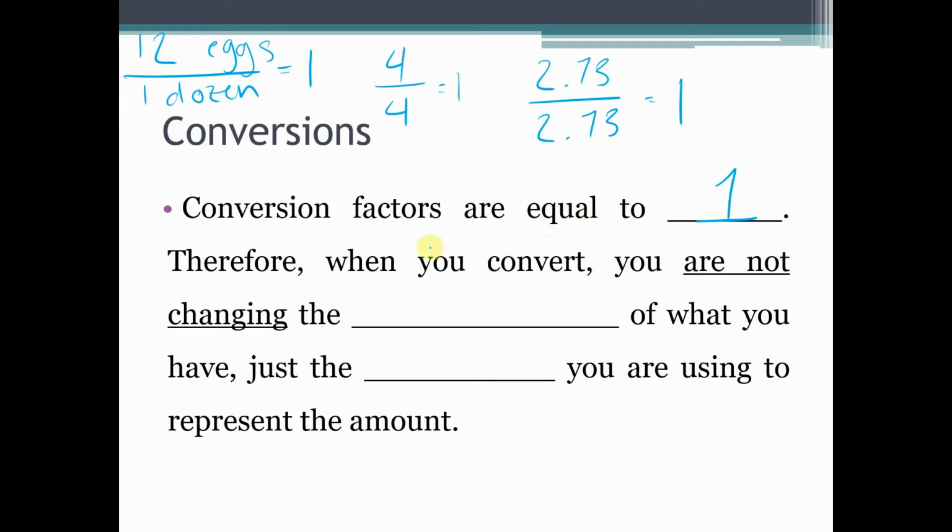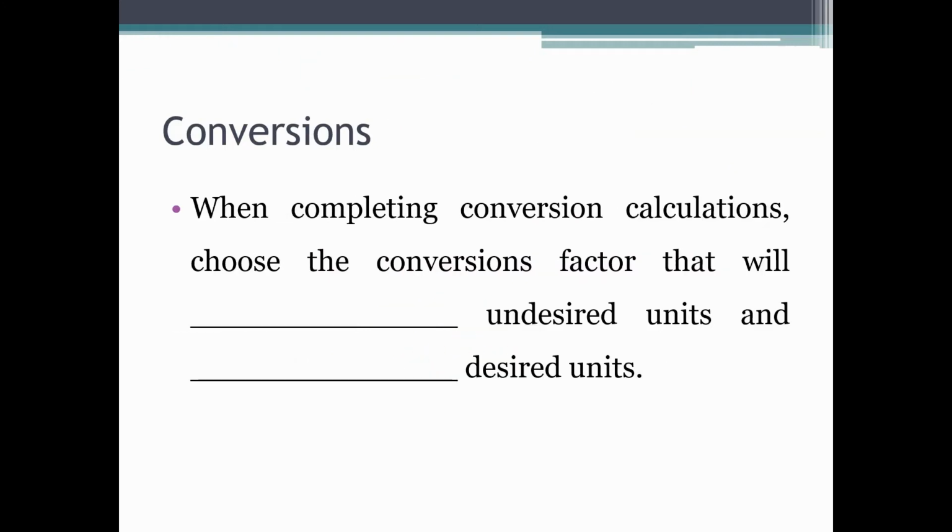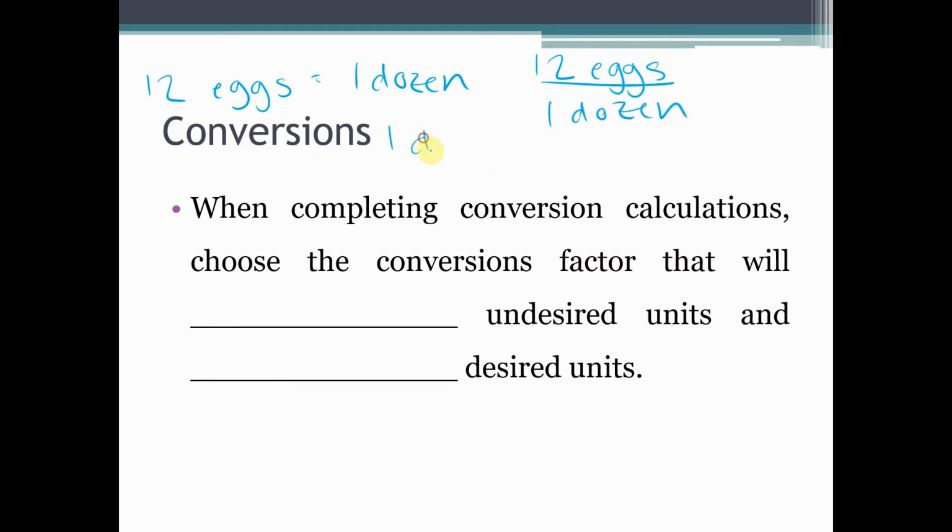Since they're equal to 1, when you multiply by these fractions, you are not changing the amount of what you have. All you're changing are the units that you're using to represent it. Every statement like 12 eggs equals 1 dozen can potentially give you 2 conversion factors because you could say 12 eggs over 1 dozen, but you could just as easily say 1 dozen over 12 eggs.